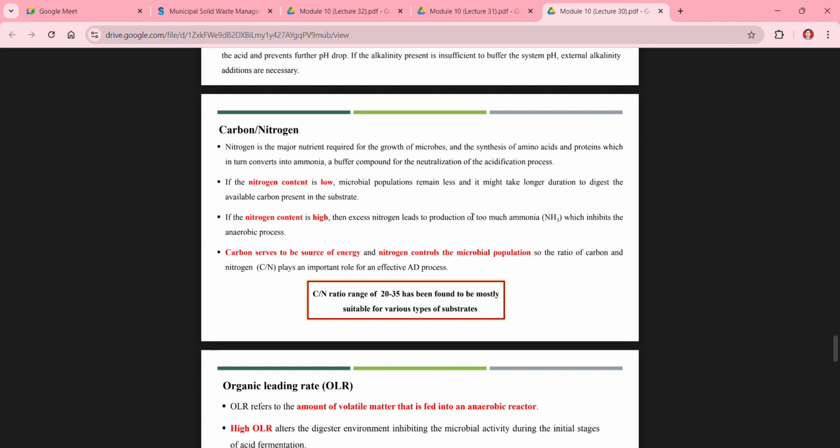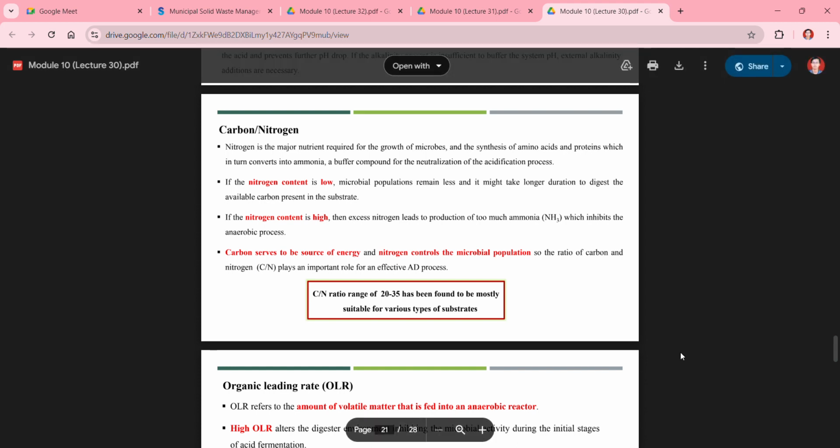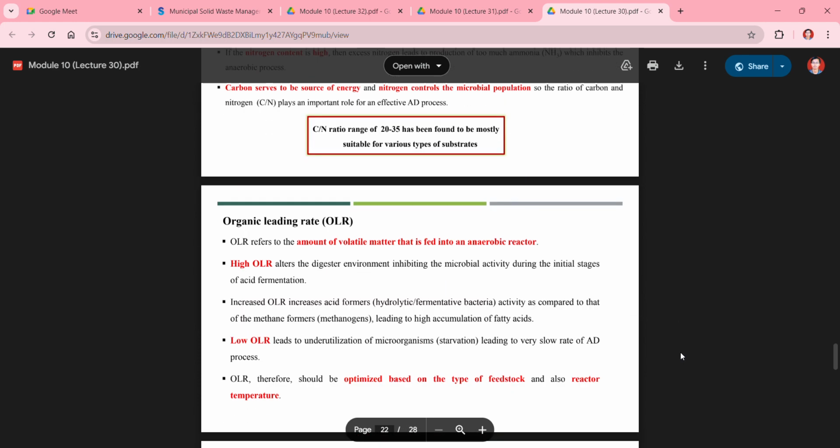Okay, and that will inhibit the anaerobic digestion process because microorganisms will not be able to survive in very high acidic or very high basic conditions. So carbon serves as the source of energy and nitrogen controls the microbial population. So we have to maintain a proper ratio of carbon and nitrogen during the AD process. That carbon and nitrogen ratio has to be in the range of 20 to 35, which is most suitable for various types of substrates.